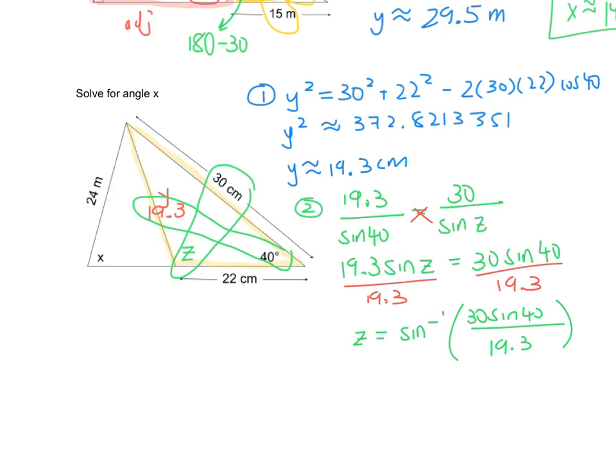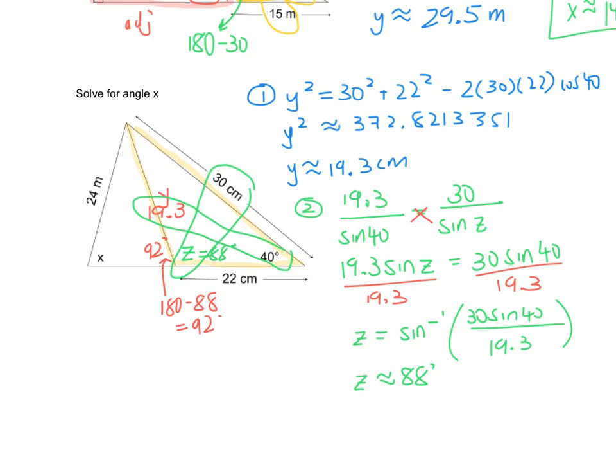And if you have an answer button on your calculator, you can save all of those decimals. So if you have to pause the video to try it out, go ahead. Otherwise, we should get 88 degrees for z. And now if we have that angle, we can use our knowledge of supplementary angles and do 180 subtract 88, and you get 92 degrees for this angle.